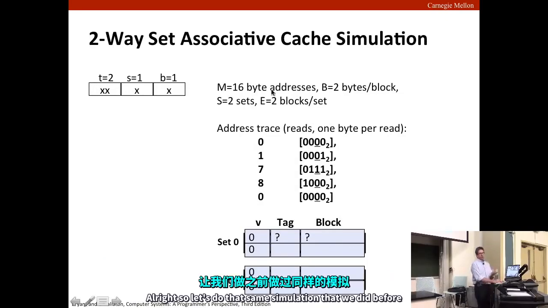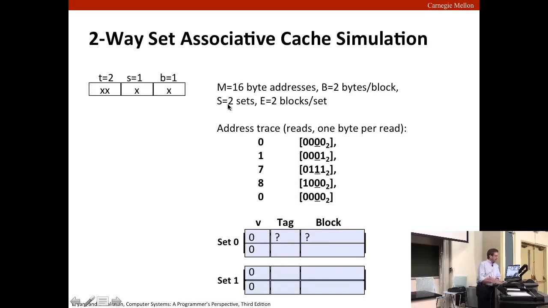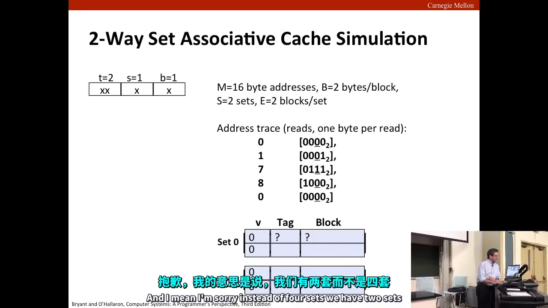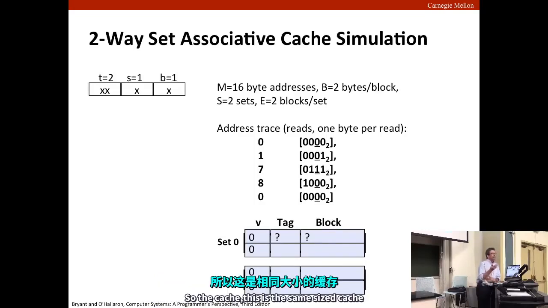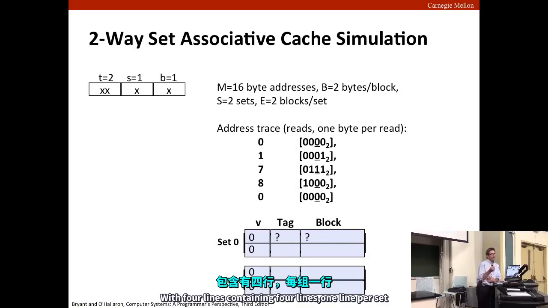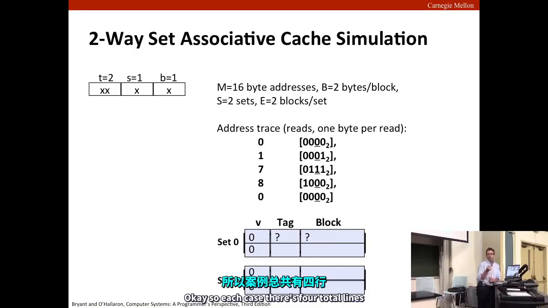All right, so let's do that same simulation that we did before, but this time with a 2-way associative cache. Now, the memory system is the same, but now instead of 4 sets, we have 2 sets. So the cache is the same size, but we're just going to organize it differently. Instead of a direct-mapped cache containing 4 lines, 1 line per set, we're going to implement a 2-way associative cache where we have 2 sets with 2 lines per set. So in each case, there's 4 total lines.